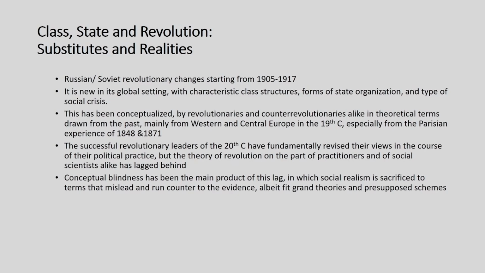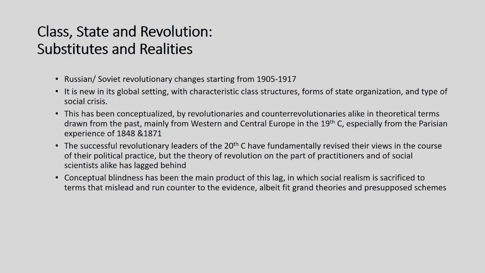You will look at Russian Soviet revolutionary changes starting from 1905 to 1917. It is the new in its global setting with characteristic class structures, forms of state organization and types of social crisis. It has been conceptualized by revolutionaries and counter-revolutionaries alike in theoretical terms drawn from the past, mainly from Western and Central Europe in the 19th century, especially from the Parisian experience of 1848 and 1871, I mean Paris Commune, including Paris Commune 1871.